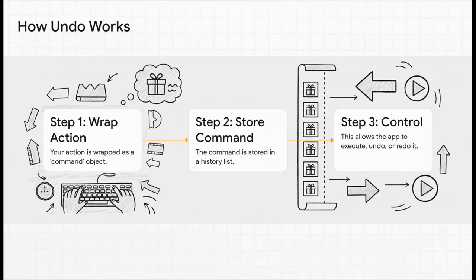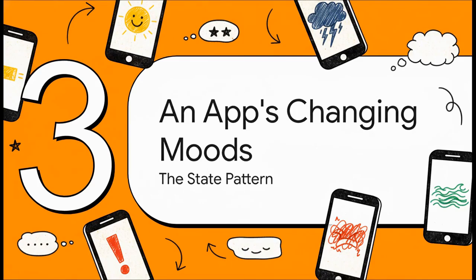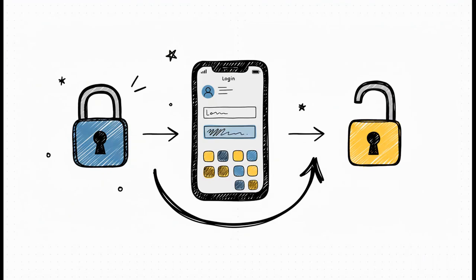It's a perfect record. Okay, let's move on to what I like to call an app's changing moods. The technical term is the state pattern, and it's all about how an app can act like it has a totally different personality depending on what's going on. The absolute best example, a login screen versus your home screen. Think about it. When you're logged out, the app's entire world revolves around one thing, getting you signed in. But the second you're in, poof, its whole job changes. That switch, that is the state pattern.